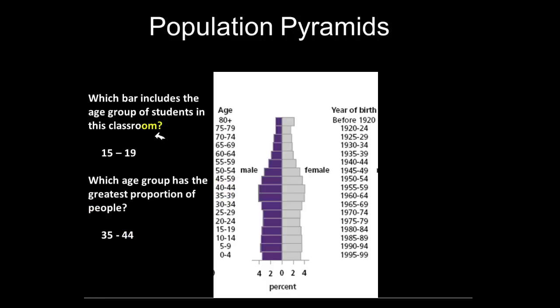Oh, wait a second, that's wrong. Hold on, this is wrong. This would be the age group. Well, I guess, yeah, this would be the age group. 35 through 39, 40 through 44 has the most people.